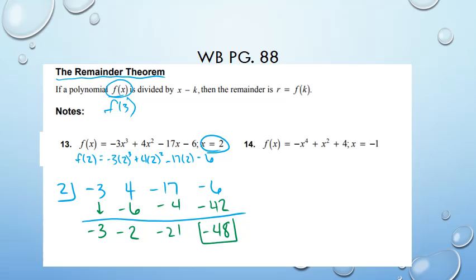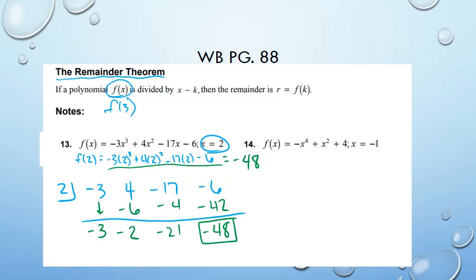So what this says is that f of 2, if I were to solve this out, is just going to give me negative 48. So the remainder that you get out is what you can find easier if I'm asking for f of 2, for instance, by just finding the remainder once I divide. Okay, and that's all that means.